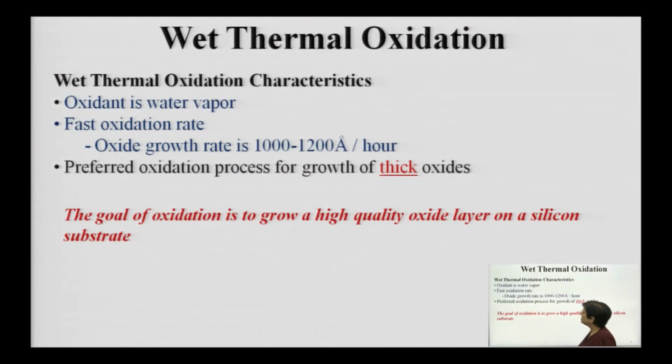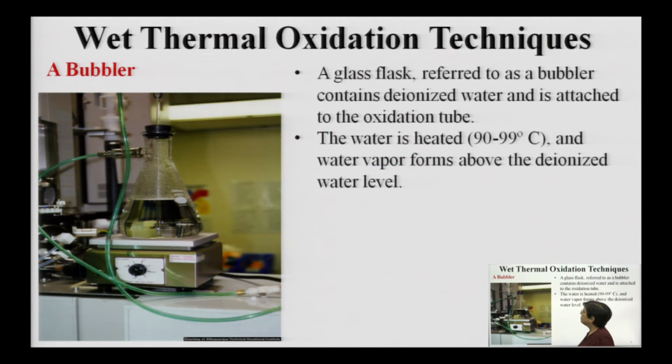So, this was about the oxidation. Now, when you go for wet oxidation, a popular method is known as the bubbler, where you have a glass flask, which we refer to as a bubbler, and it contains deionized water and is attached to the oxidation tube. You boil this water, or prior to boiling you bring it to 99 degrees centigrade, since water normally boils at 100 degrees.